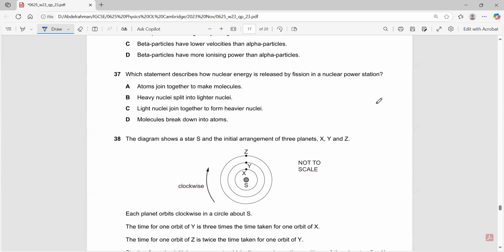Which statement describes how nuclear energy is released by fission? Fission is the splitting, so having nuclei split into lighter nuclei.